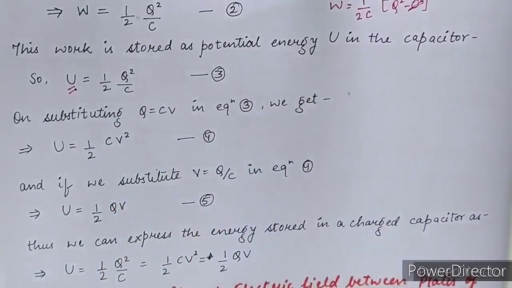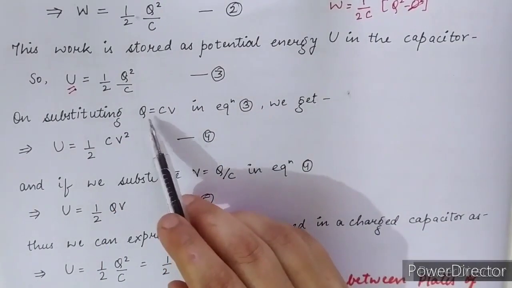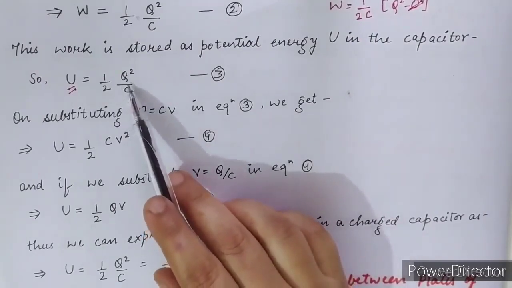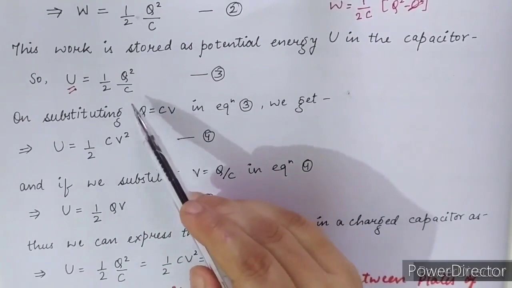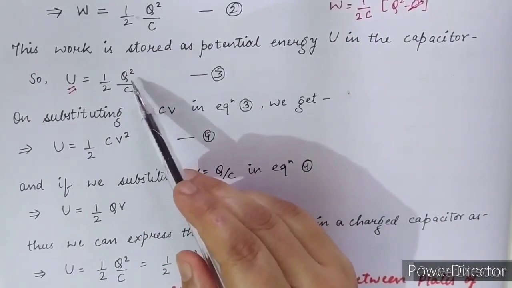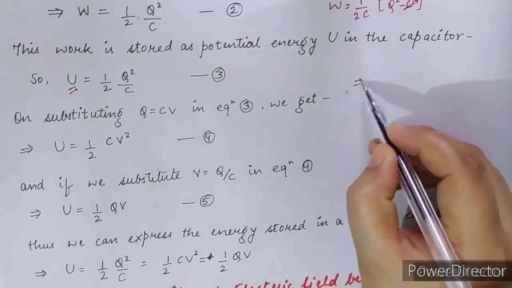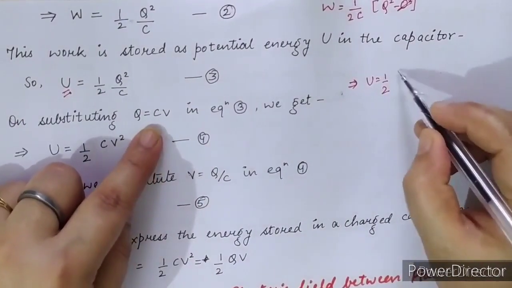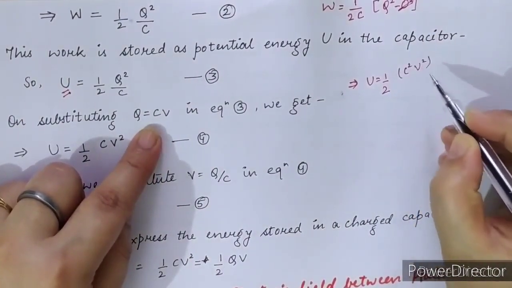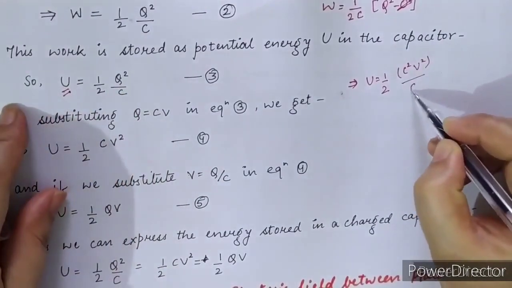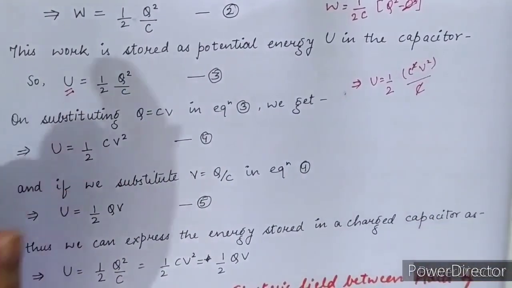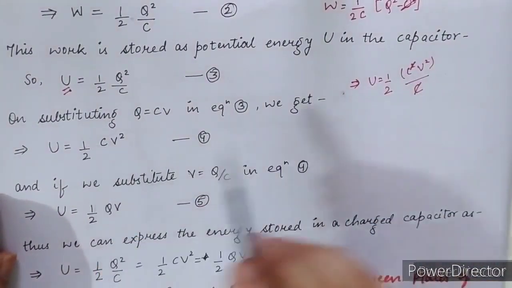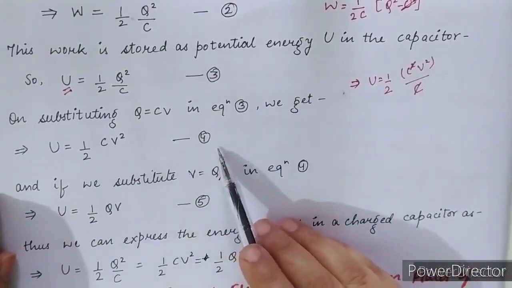Now from our first lecture we have the value of Q: Q is equal to CV. We simply put the value of Q equal to CV in equation number 3. So what do we get? U is equal to half, and in place of Q we put CV, so C square V square, because of the square, divided by C. One C from the top cancels out with the C below. So what we have got in the end is half C V square, equation number 4.